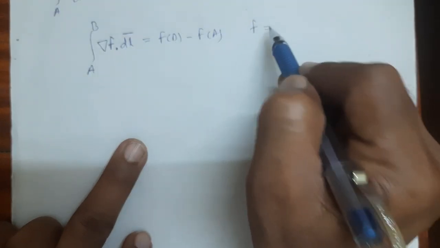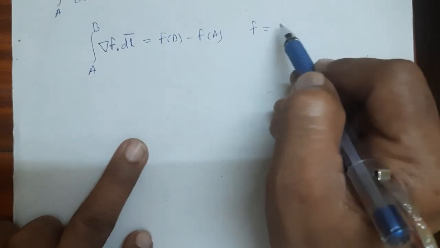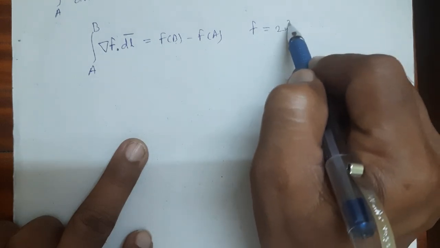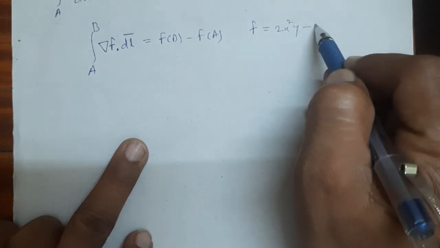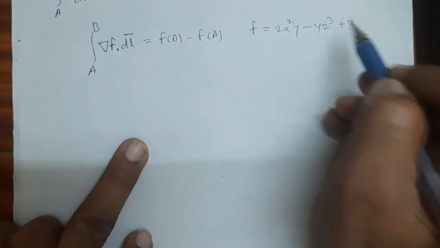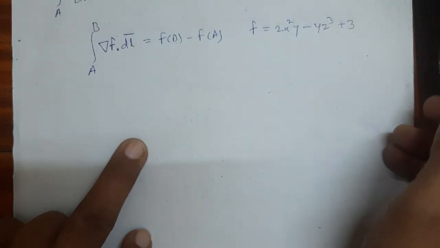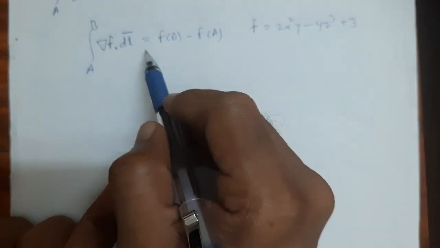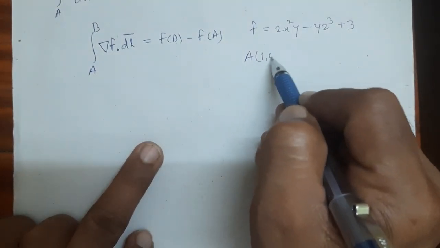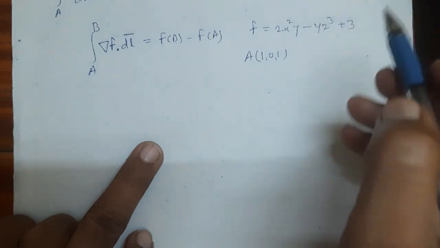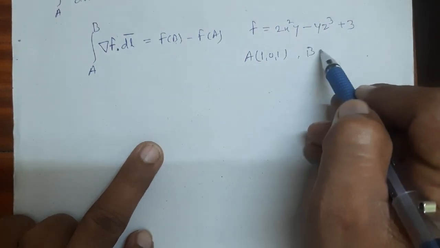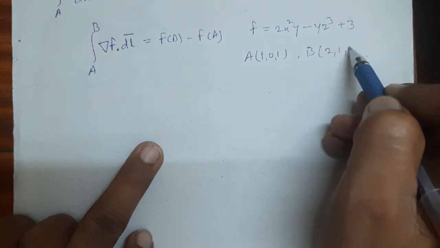For that, we will use the function f to be equal to our traditional function, say for example, or any function. It is 2x square y minus yz cube, say for example, plus 3. Now this can be treated as the function for testing of the fundamental theorem for gradient. Let the point A be 1 0 1, the point which we have just considered, and point B to be equal to, say for example, 2 1 3.